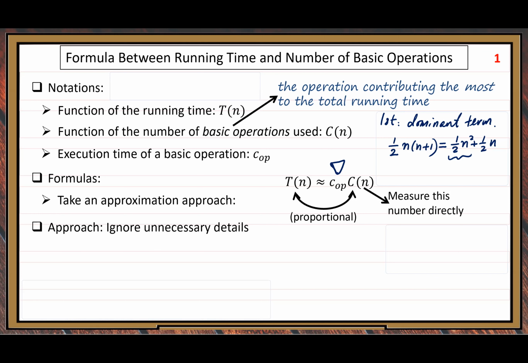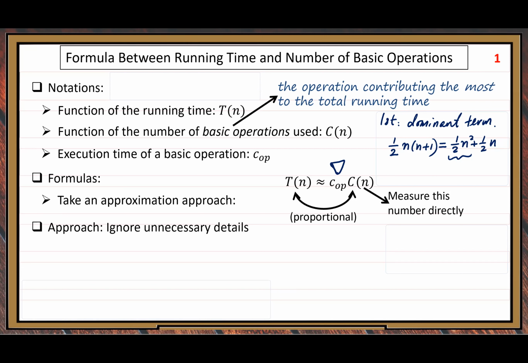Remember at the beginning, I talked about the problem size. We mainly worry about a large problem size. We do not worry about the relatively small problem sizes. We focus on this variable n being very large.